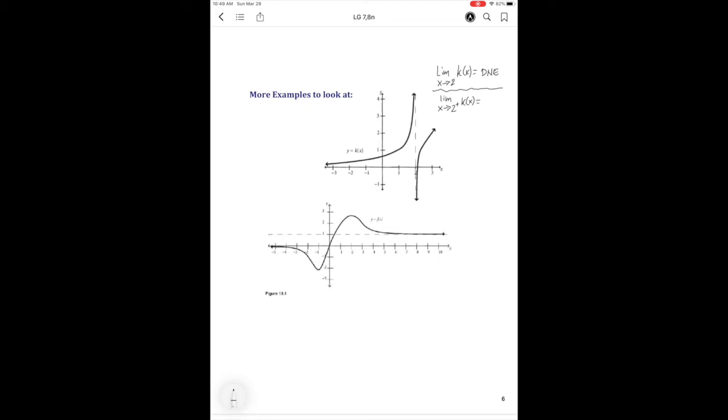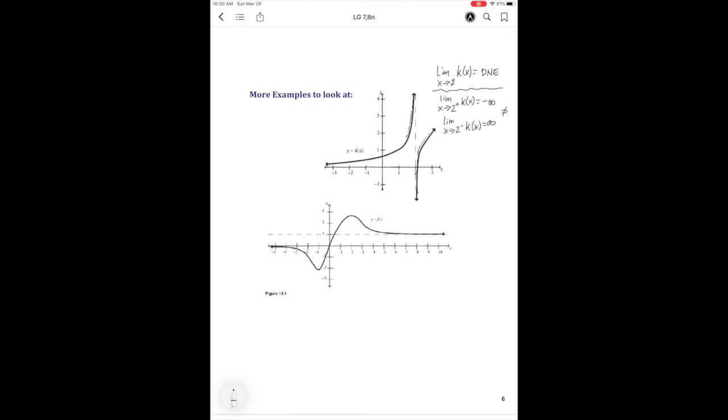Well, the right side over here, you can see as x is going towards 2, where's the y value? It's going to negative infinity. And if we say the limit as x is approaching 2 from the left side, so we're going from the left side, where is the y value going? To positive infinity. So these do not equal.